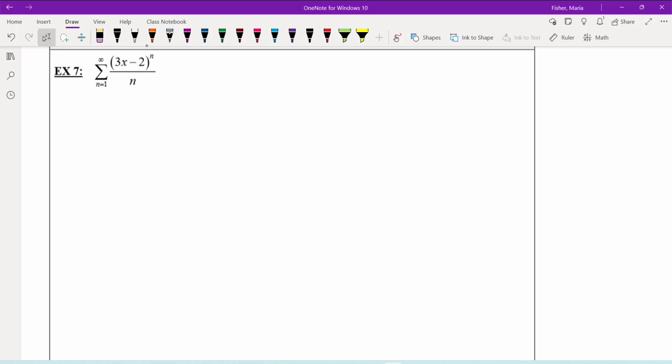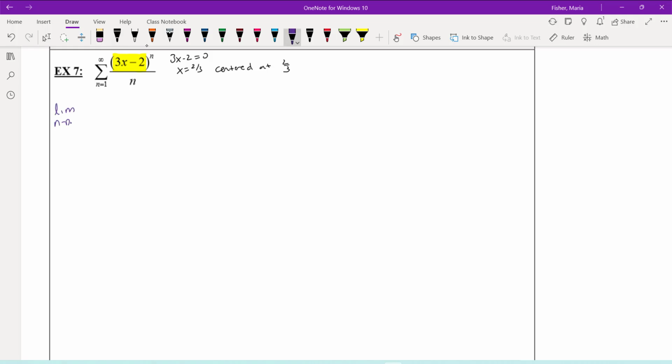Number 7, which is the sum from n equals 1 to infinity of (3x minus 2) to the n all over n. The first thing we do is figure out where we're centered. So that would be 3x minus 2 equals 0. We solve this and we end up with x equal to 2/3, so we know that we're centered at 2/3. Now we need to find that interval of convergence. How do you do that? You use the ratio test.